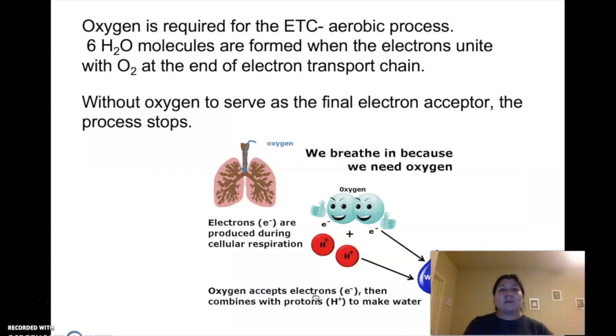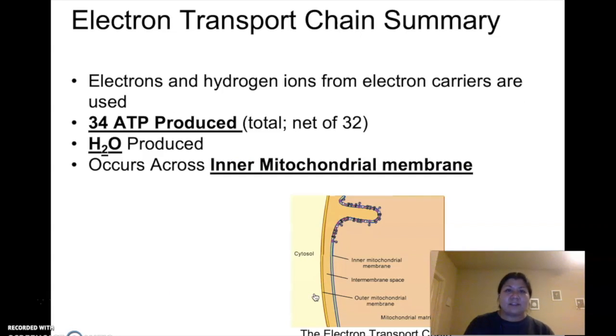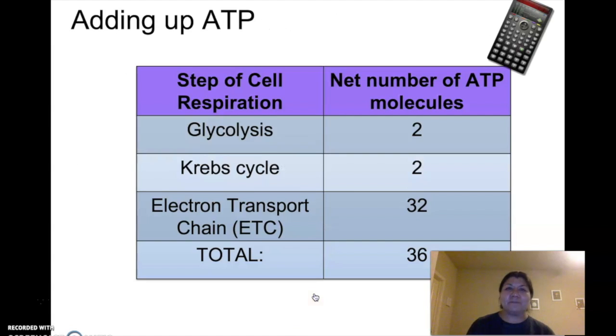All right, so oxygen is completely required for this. This is an aerobic process. Without oxygen as that final electron acceptor, this won't happen. All right, so for my summary, okay, I get 34 ATP produced. I need to use those electrons and hydrogen ions from my Krebs cycle. Water is going to be my byproduct, and this is on the inner mitochondrial membrane.